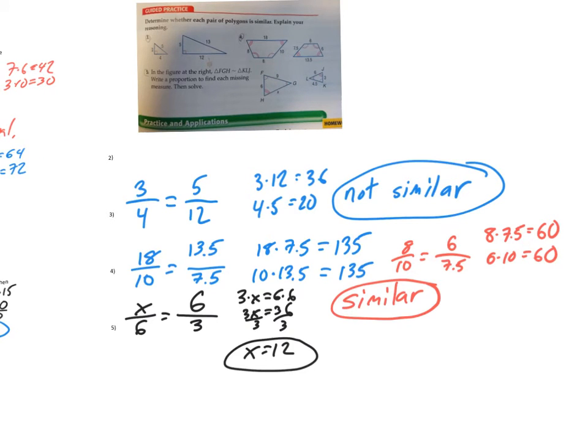Okay, so first one, I found that the triangles are definitely not similar. When I cross multiplied, I did not get the same answer. In number 4, I actually tried it 2 different ways. This one's a little bit tricky though, so I want to try to highlight a little bit for you here to show you how I did this one.